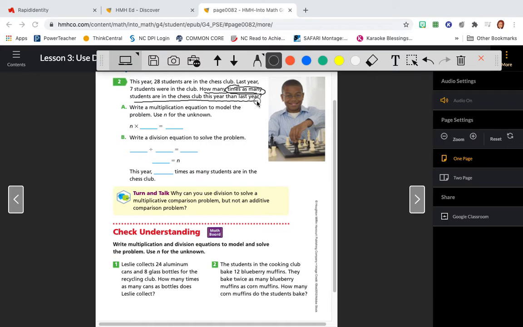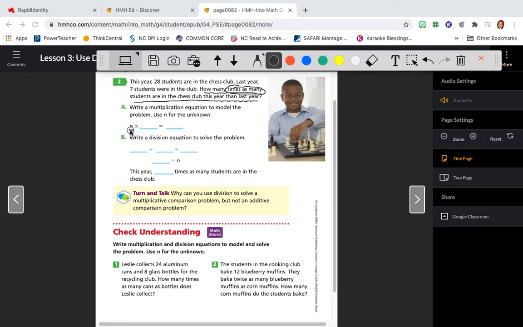So let's look at step A. Write a multiplication equation to model the problem. Use n for the unknown number. So our unknown is our question. What are we trying to figure out? How many times as many students are in the chess club this year than last year? That's what we're comparing. So we're going to start our equation with an n. That's our unknown, our question.